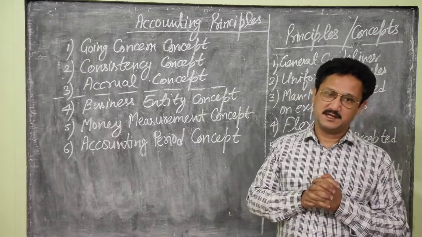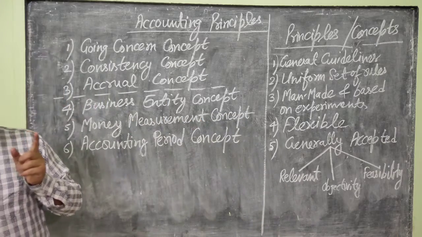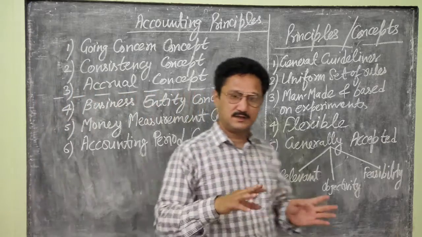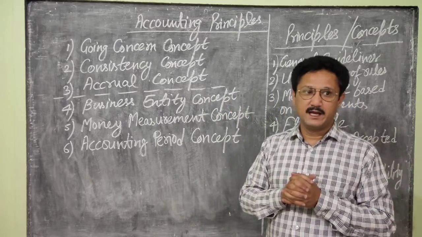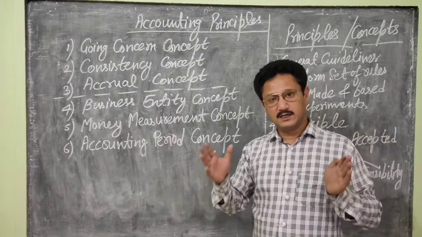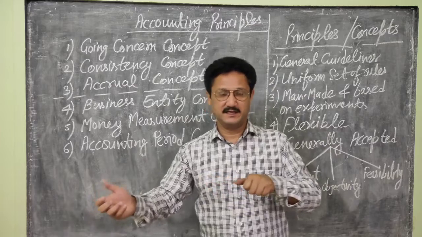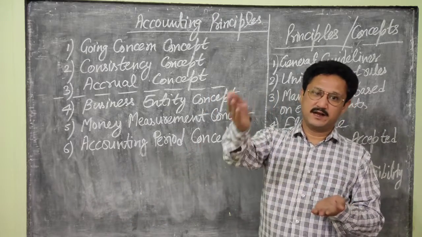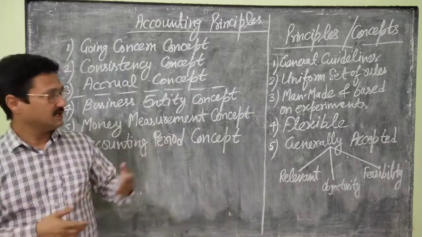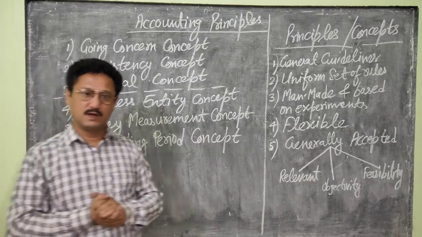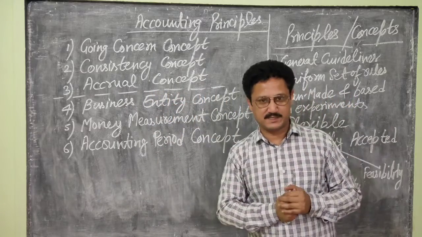Similarly, whenever expenses are incurred, whether cash is paid or not, we have to record them in our books of account, right? It should not be that we record transactions only when actual cash is received or actual cash is paid. Liabilities, whenever some liabilities are on the business, we have to record them. Accrual basis is that.